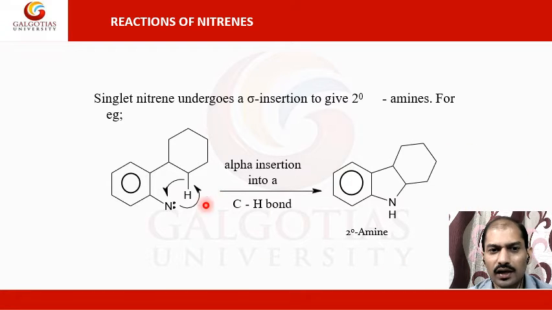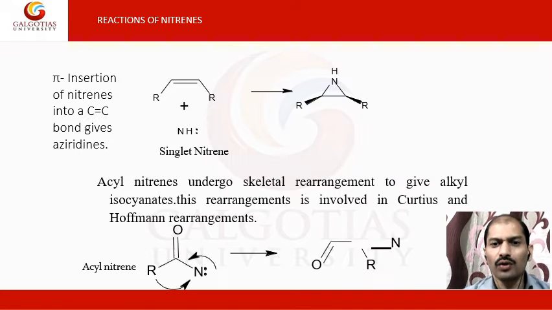So these kinds of intermediates have a very great role during the formation of higher species or higher molecules. Now you can see there are many more reactions you will find in the case of a nitrene. So, pi insertion of nitrene into a carbon-carbon double bond gives aziridines.